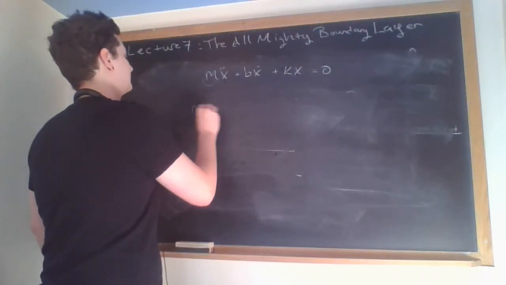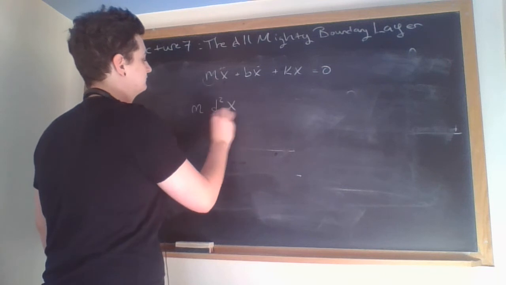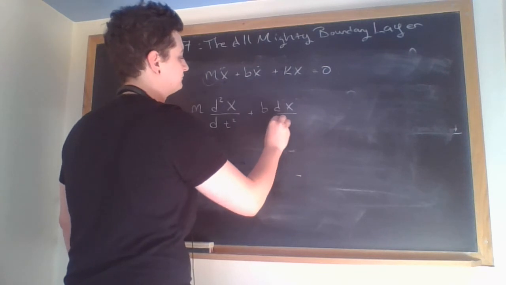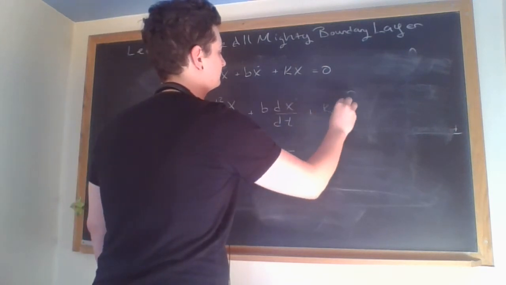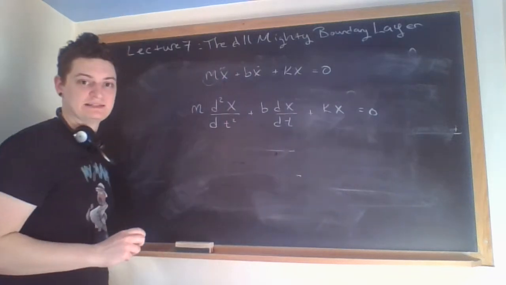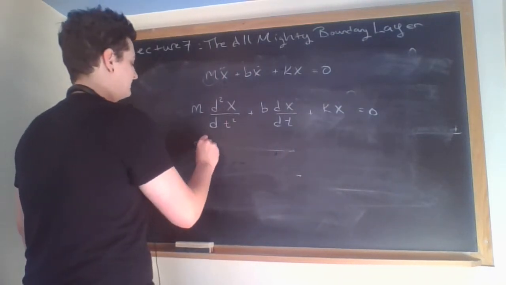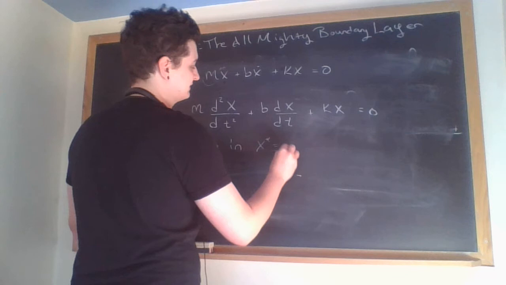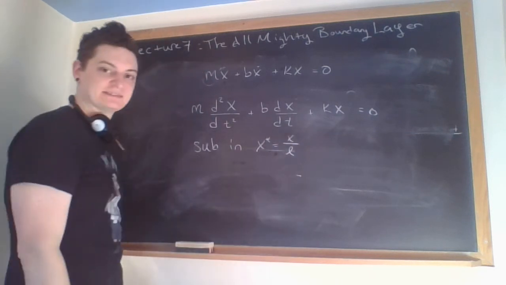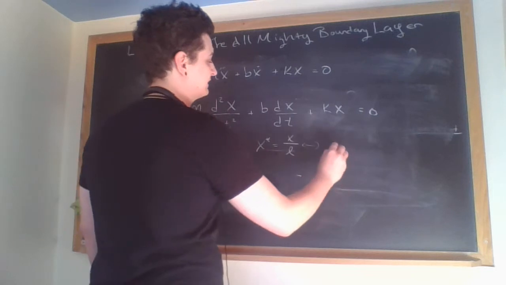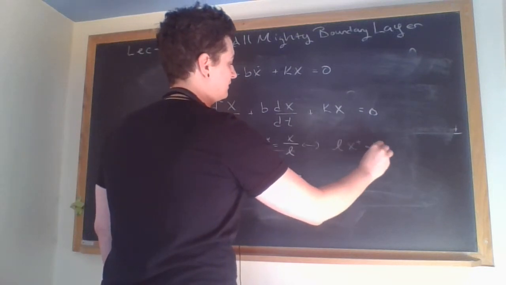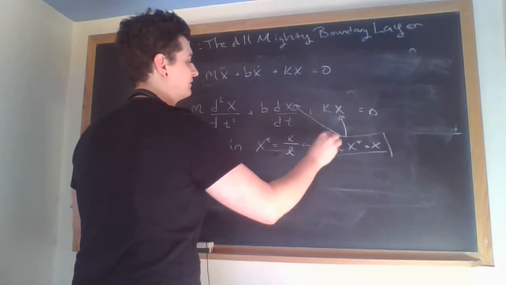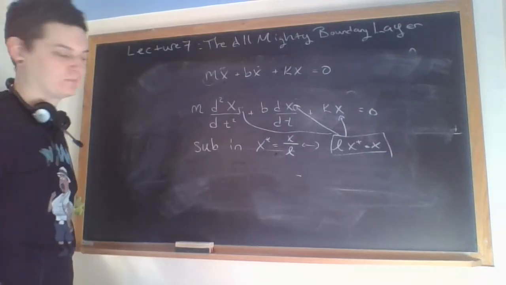So if you don't remember what the dots are, it's just this, d by dt. So I'm simply going to sub in this equation right here. This is equivalent to saying L times. So you take this, sub it in here, sub it in there.